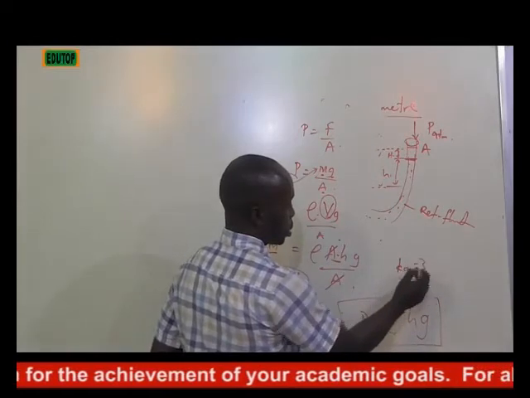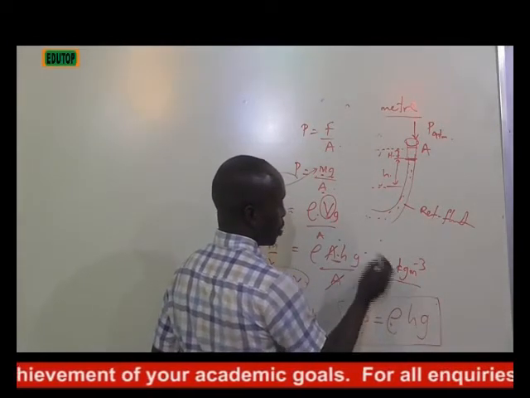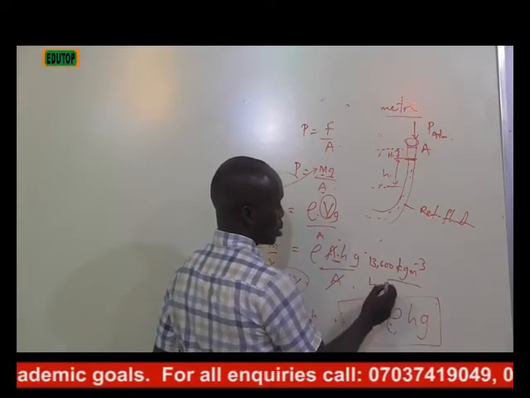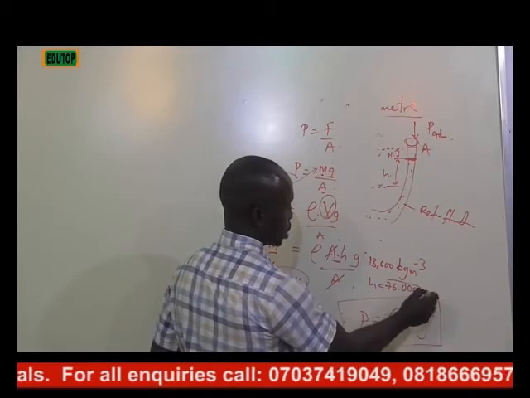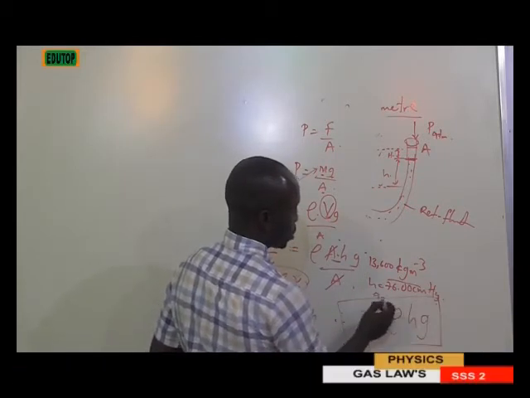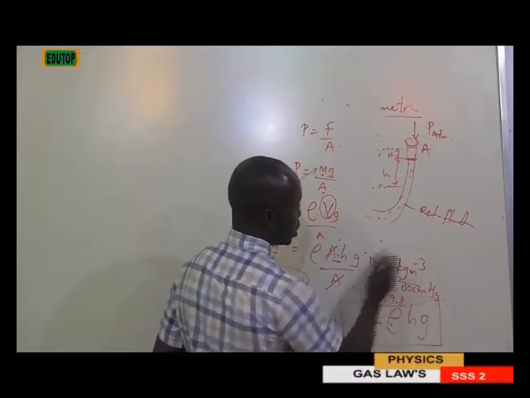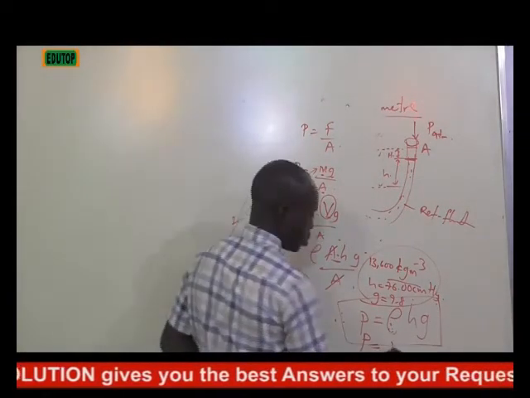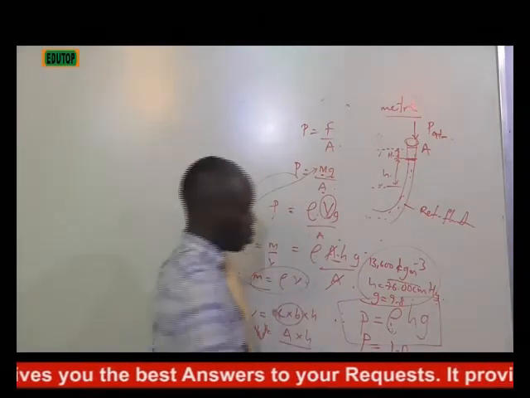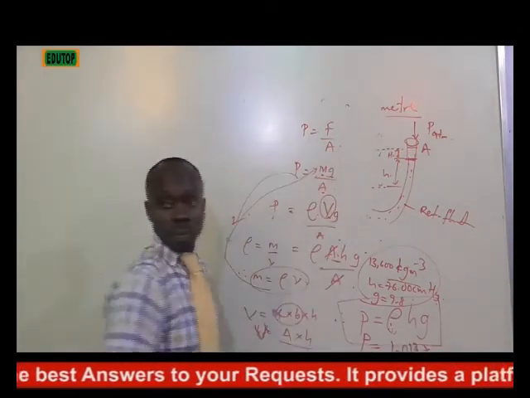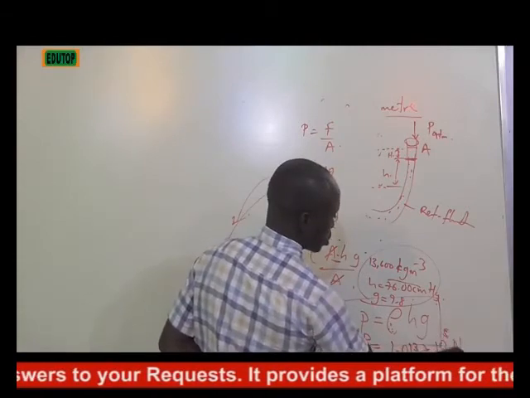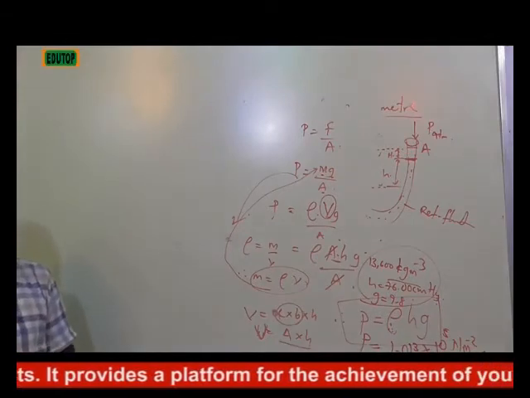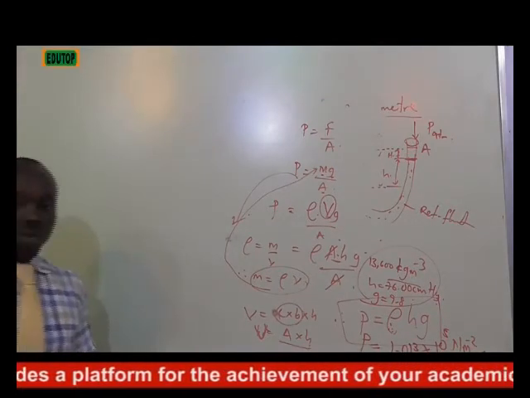kilogram per meter cubed. That's the density of mercury. That's 13,600. Height is 76 centimeters of mercury, while your acceleration due to gravity is 9.8. If you input these three into this particular formula, you have your pressure given as 1.013 times 10 to the power 5 Newton per meter squared. That's the standard pressure value. Do you understand? That's your standard atmospheric pressure.